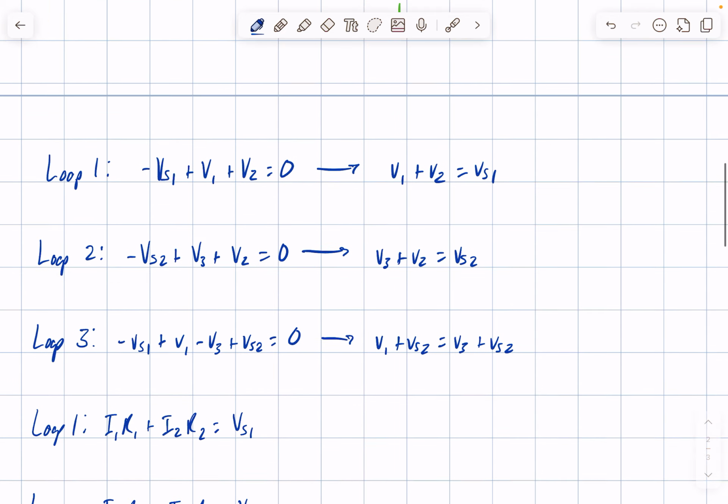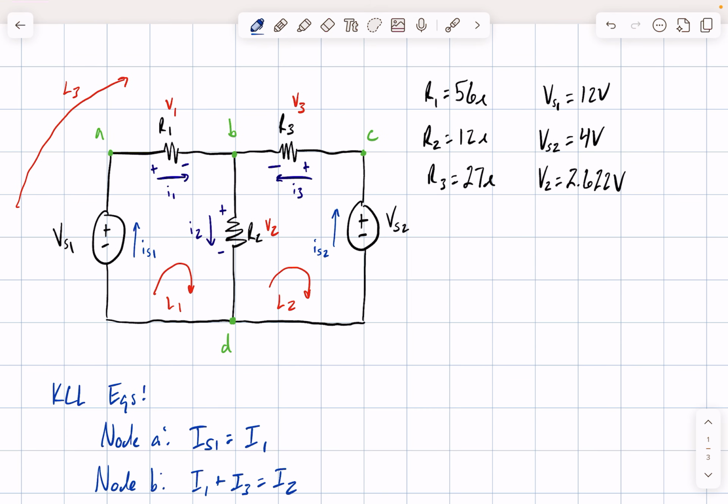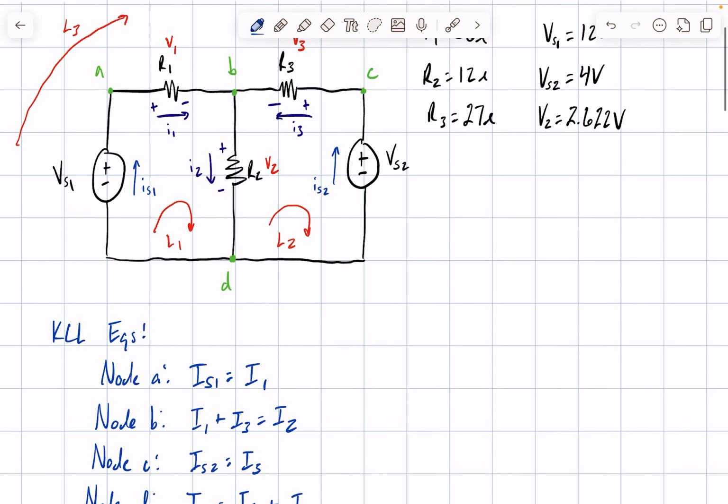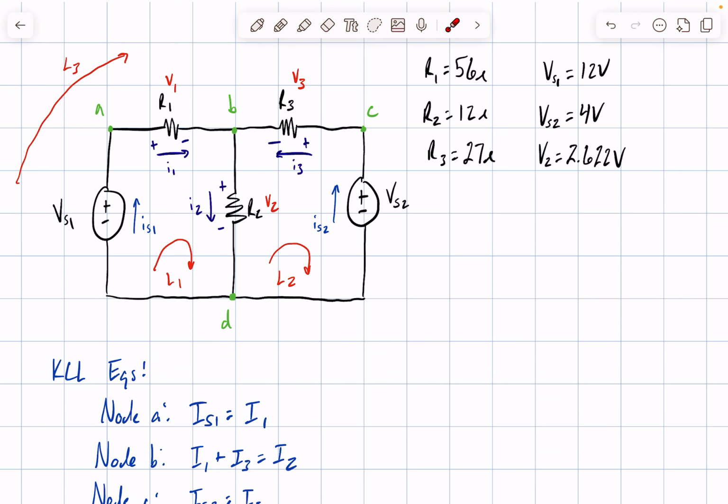Now that we have all these equations here, we can go ahead and start finding our currents and voltage drops. So the first thing that's pretty evident to me is that we can find the current across resistor 2. And you may be wondering why. Well, I can tell you. So if we use Ohm's law, so that's voltage is equal to current times resistance, and you can rearrange that to say current is equal to voltage divided by resistance. Well, we already know the voltage drop across resistor 2, which is 2.622, and we also know the resistance value of resistor 2, which is 12 ohms.